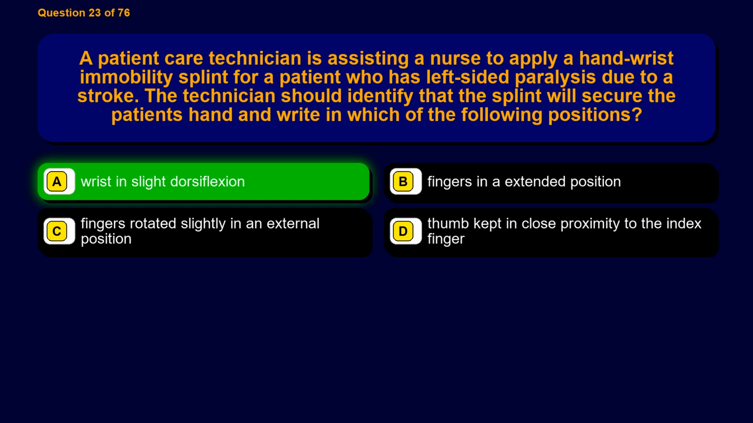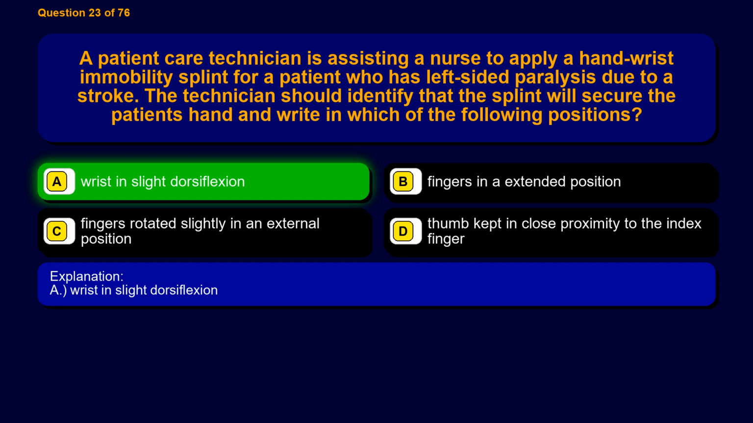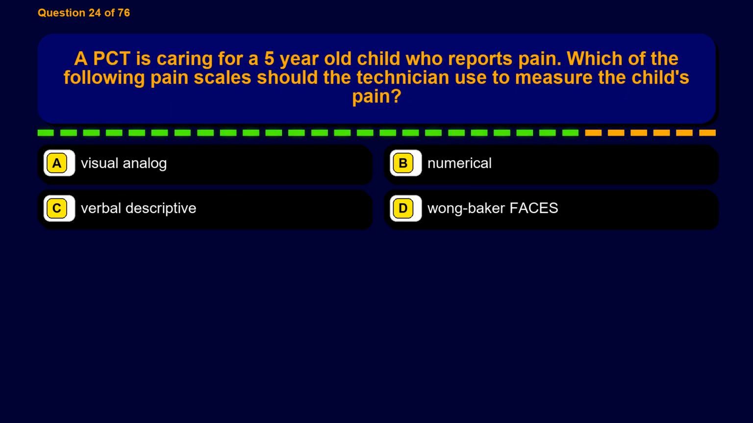The correct answer is option A, wrist in slight dorsiflexion. Question 24. A PCT is caring for a 5-year-old child who reports pain. Which of the following pain scales should the technician use to measure the child's pain? Option A, visual analog. Option B, numerical. Option C, verbal descriptive. Option D, Wong-Baker faces.